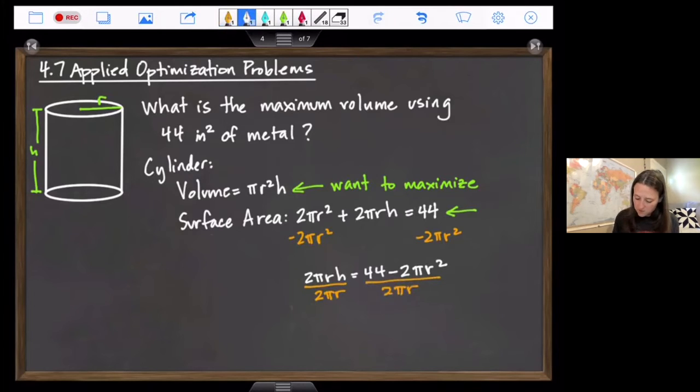All right, and this looks sort of terrible, right? That h is equal to 44 minus 2 pi r squared over 2 pi r. Eventually, we are going to do a little bit of simplification, but I'm not going to do it yet. You can't just go crossing out the 2 and the pi just yet.